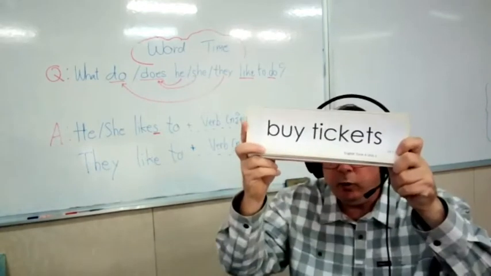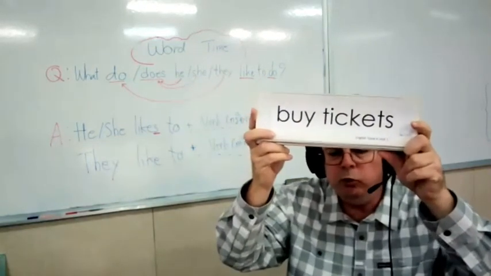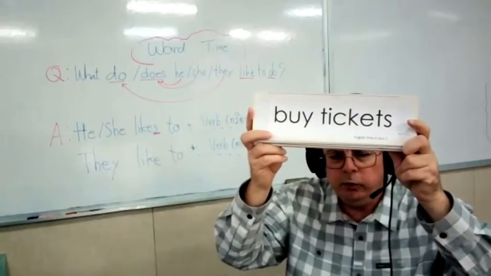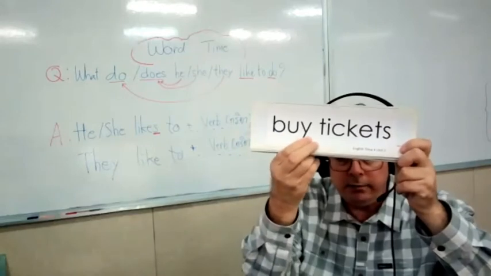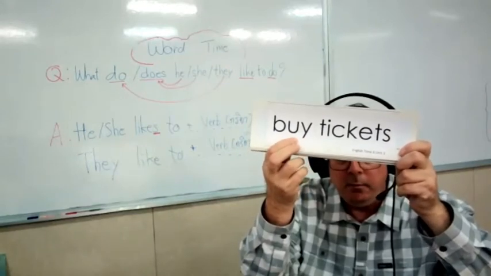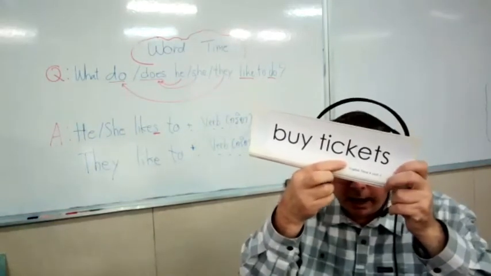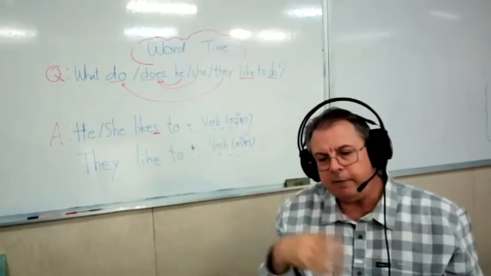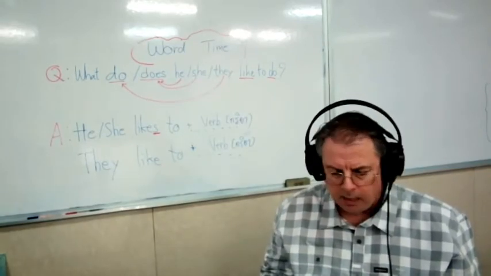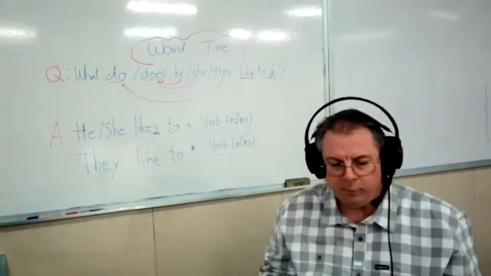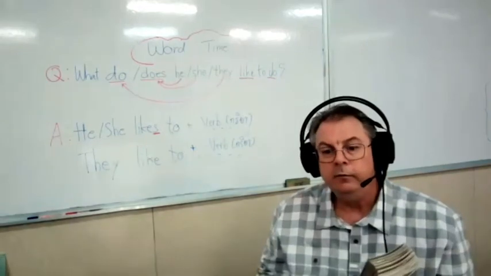What do you like to do at the movie theater? Or what do you do? What do you do at the movie theater? I buy tickets. Okay. That's right. You have to buy tickets to go see the movie. Well, five more and then finish. How many more? Five more. Okay.